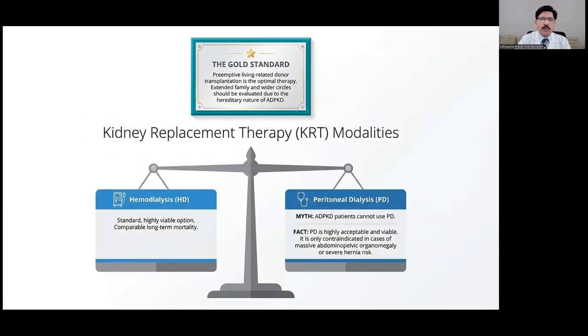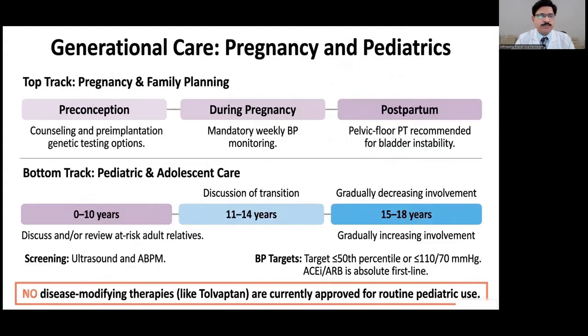Now, what is the gold standard? Kidney replacement therapy: hemodialysis, peritoneal dialysis. The standard option is highly variable when comparing long-term mortality. Peritoneal dialysis is readily available. It is a myth that ADPKD patients cannot use peritoneal dialysis. PD is highly acceptable and valuable. It is only contraindicated in case of massive abdominopelvic organomegaly or severe hernia.